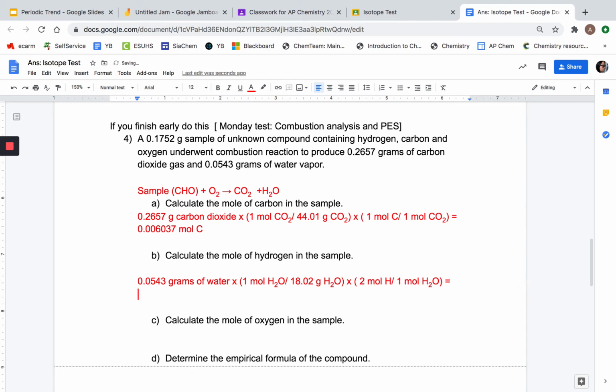I'm going to do the same thing here. 0.0543 divided by 18.02 times 2, we're going to get 0.0060266. I'm just going to round it a little bit more, that's okay. Or you can say 0.06027. Moles of H.